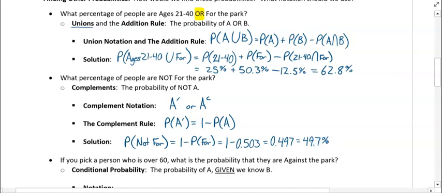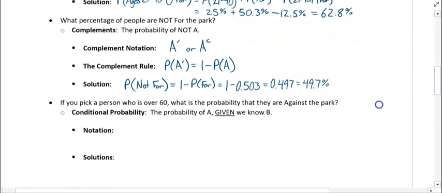Okay, and this might be more of interest to us if we're running this survey and we're trying to pass this park idea, because, you know, we have 49.7 percent of people who are not going to vote for this necessarily. So that's going to be a target group of people that we might want to advertise to or try to win over. Okay.